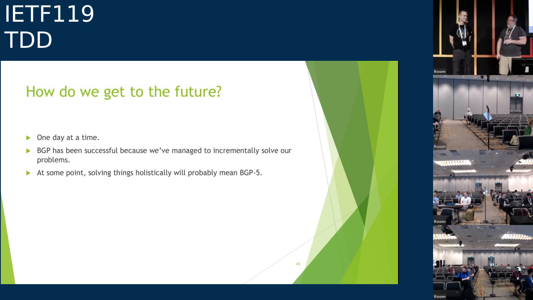So how do we get to the future? How do you eat an elephant? Yeah, one bite at a time, one day at a time, one Internet-Draft at a time, and an awful lot of the chairs making unhappy faces at the microphone. This is IETF. We get here because we're trying to make the internet better. BGP's managed to successfully be extended. We've done things incrementally, and this is a sign that we've been successful. At some point, we may want to actually change things on a holistic basis, and maybe then it's finally time to call it BGP 5. Tomorrow.